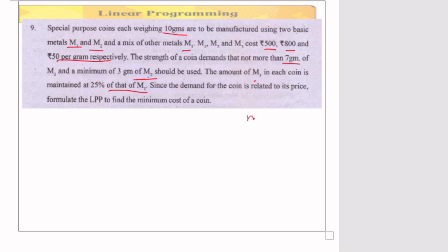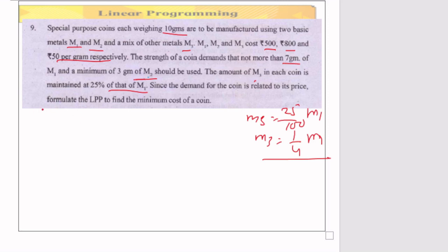So M3 means 25% of M1. You can write 25% in this way: M3 is equal to 1 upon 4 M1. Since the demand of the coin is related to its price, formulate the LPP to find the minimum cost of the coin. So we have to minimize the cost. Let's see how to minimize. So cost of M1.